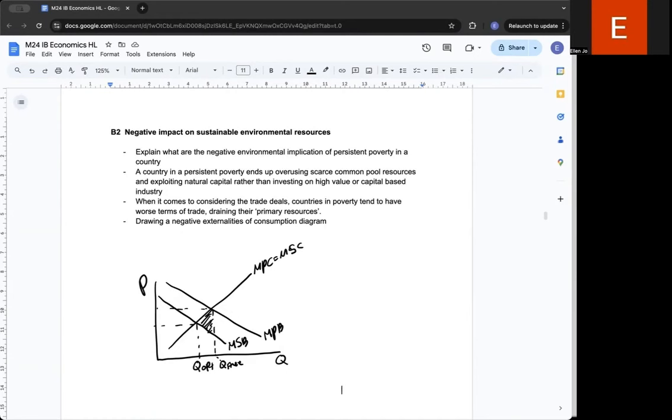You can explain what are the negative environmental implications of persistent poverty in a country. For example, when a country is in a state of persistent poverty, it often ends up overusing scarce common resources it has and exploiting natural capital rather than investing in high-value capital. Also, when it comes to considering the trade deals, countries in poverty tend to have worse terms of trade, draining their primary resources. Such can be illustrated with a negative externalities of consumption diagram showing the market failure of common pool resources.